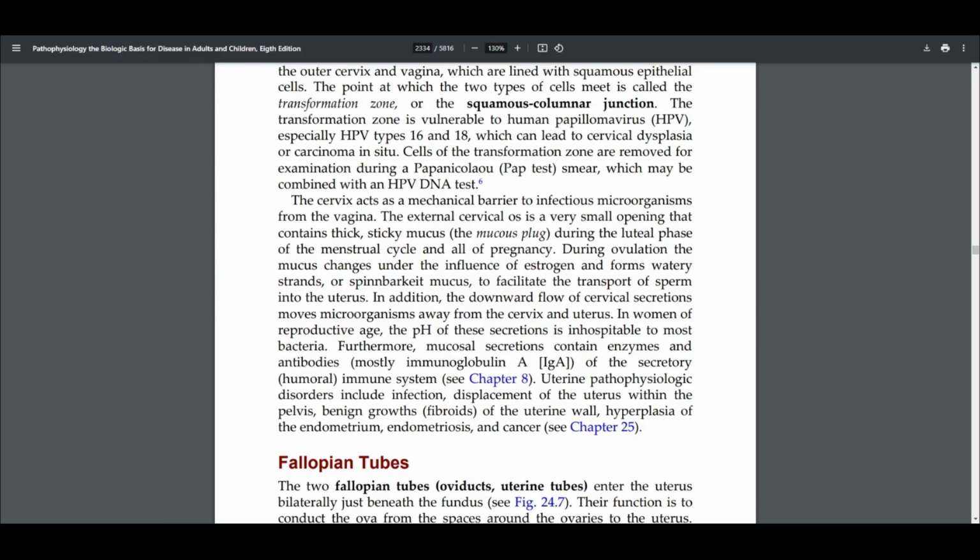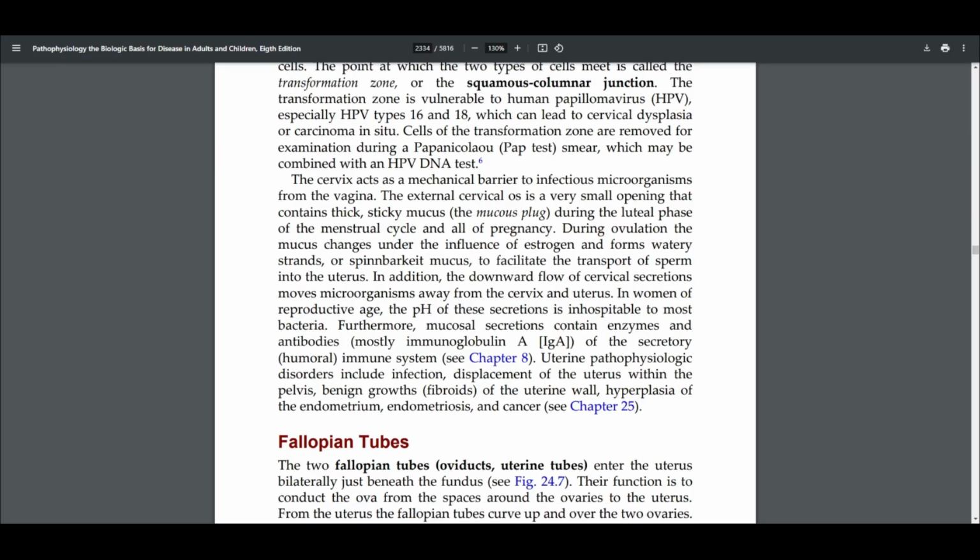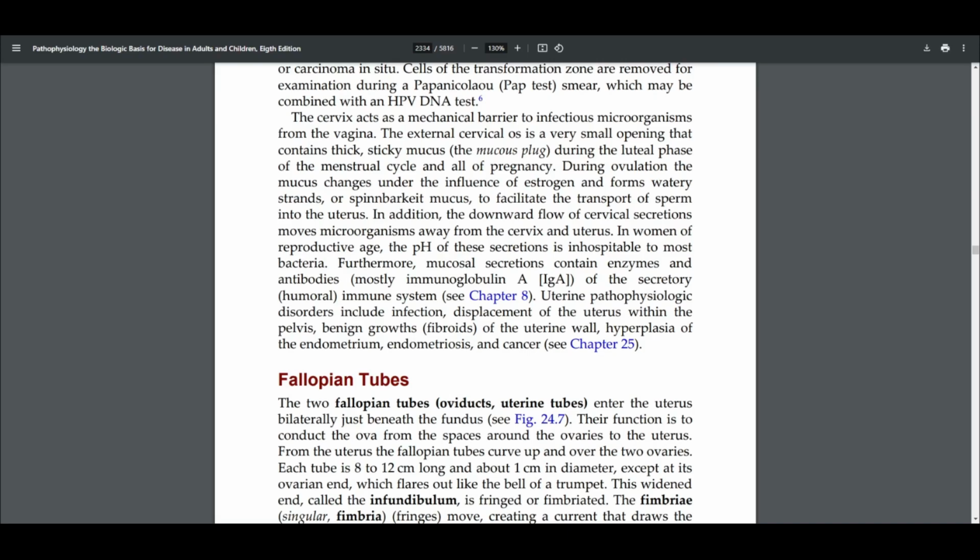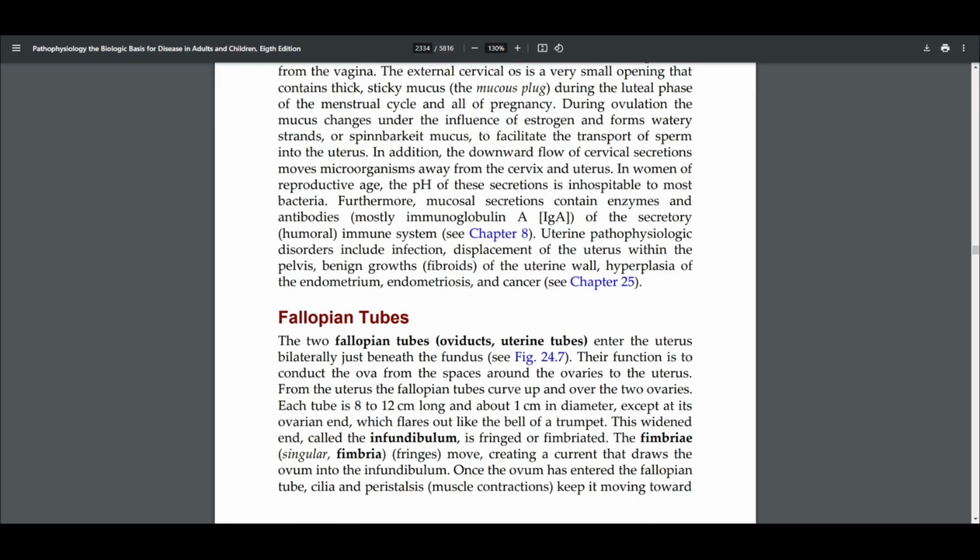In addition, the downward flow of cervical secretions moves microorganisms away from the cervix and the uterus. In women of reproductive age, the pH of these secretions is inhospitable to most bacteria. Furthermore, mucosal secretions contain enzymes and antibodies. Uterine pathophysiologic disorders include infection, displacement of the uterus within the pelvis, benign growths of the uterine wall, and hyperplasia of the endometrium, endometriosis, and cancer.